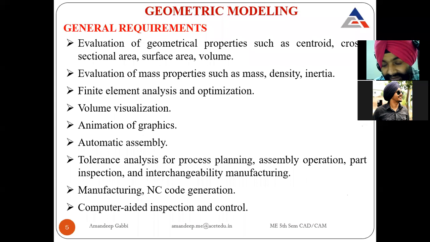Manufacturing, NC code generation. Finally, manufacture that product. Once you have made the design, you have to manufacture the product. NC code generation is the programming of that particular part. Computer aided inspection and control. Once you have made a product, it has to be inspected for quality and dimensional purposes, and you have to check and control that also. If there is some defect, you need to control the process wherever the defect is being detected.